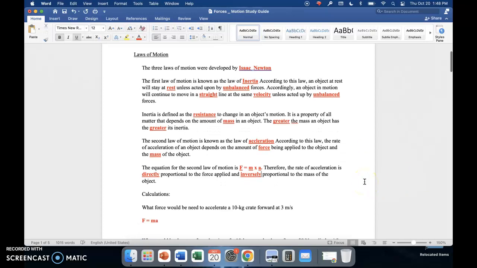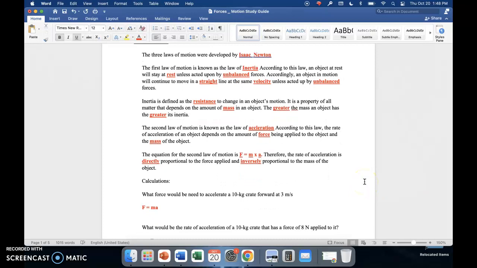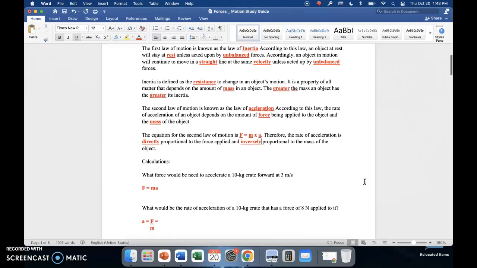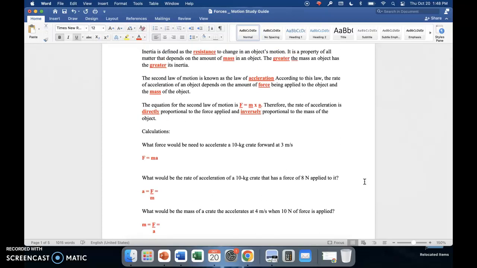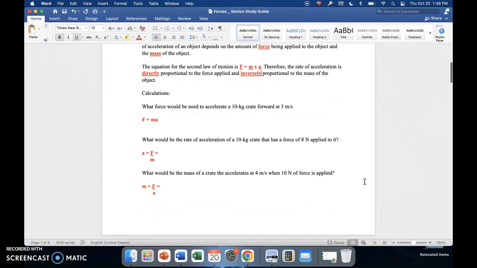Again, get caught up on those right there. And then what we are going to do is practice doing a few problems here, in which we find the mass, we find the acceleration, or we find the force. If we look at our first problem here, what force would be needed to accelerate a 10 kilogram crate at a rate of 3 meters per second squared? We just set up the equation, F equals m times a, and we're simply going to plug our numbers in. We're going to take 10 kilograms and multiply that by 3 meters per second.